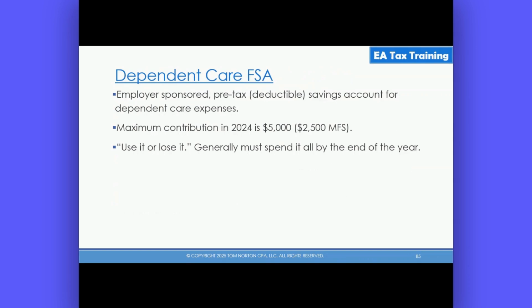Dependent care FSA is the same idea as a healthcare FSA, except you use the money for dependent care expenses. So it's pre-tax again from your paycheck, goes into an account. You use that money to pay dependent care expenses. The maximum contribution to this one is $5,000 or $2,500 if you are married filing separately. And again, it is a use it or lose it type of account.